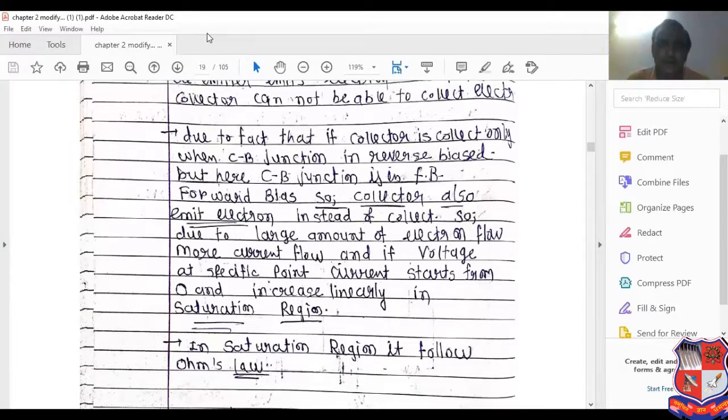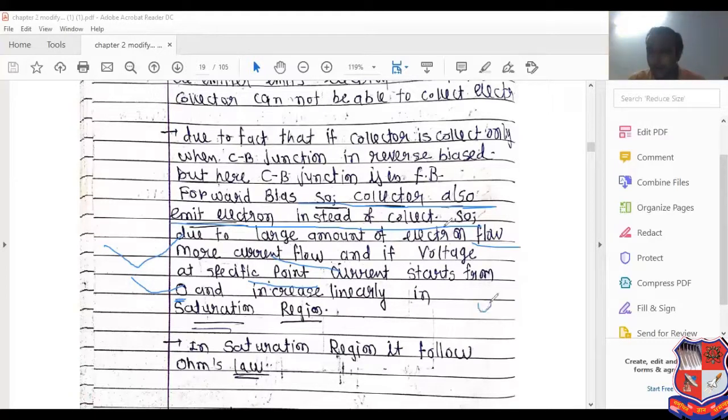See this very carefully. Read this statement very carefully: the collector is able to collect electrons if and only if its junction is reverse biased. But here the collector is forward biased, so it also emits electrons. So a large amount of electrons flow, more current flows, and voltage and current at a specific point start towards zero. Means what?